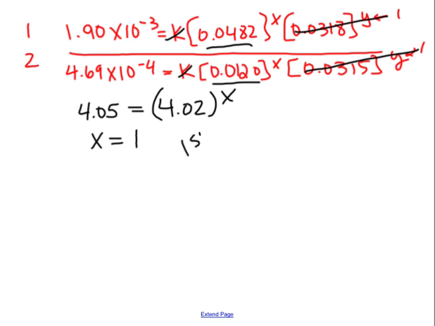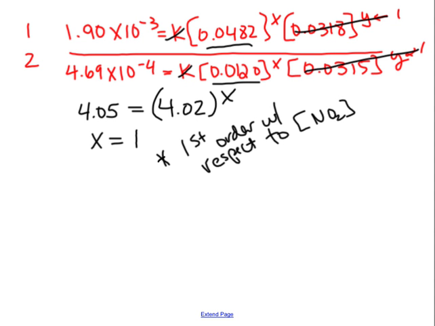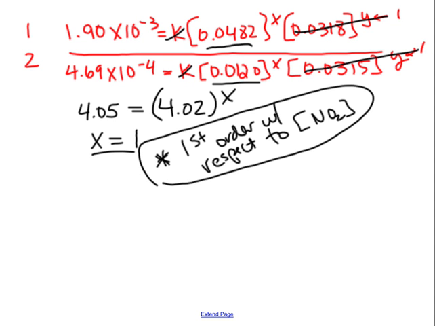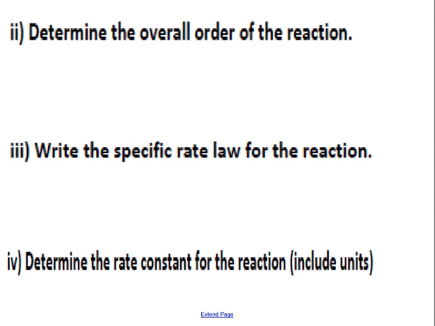And so this is first order with respect to NO2. So just note, in order to get credit on the AP, you can't just say, oh, x is 1 and be done. You have to indicate which reactant the order that you just solved for is relating to. So you always want a statement like this, first order with respect to NO2, and we also now know it's first order with respect to F2. So let's go to the next page.